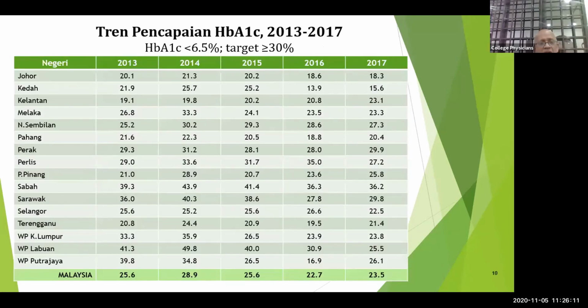And this is the percentage of the patients on the registry who reached an HbA1c target of less than 6.5, and most of them are less than 30%. In fact, some are as low as only 20%. This is something that we need to do something about, because A1C actually has a good correlation with the degree of complications later in life. And the reason we treat diabetes is to avoid the complications.